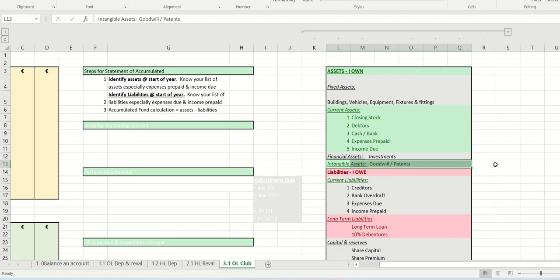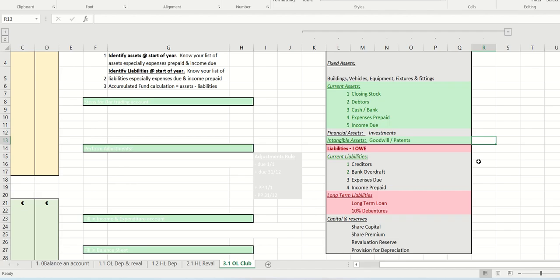Intangible assets, which we won't have at ordinary level, but we may as well have them on our full list, is goodwill and patents. And we'll be talking about them in other parts of the course. They won't be here in ordinary level club. They will be there at higher level club.